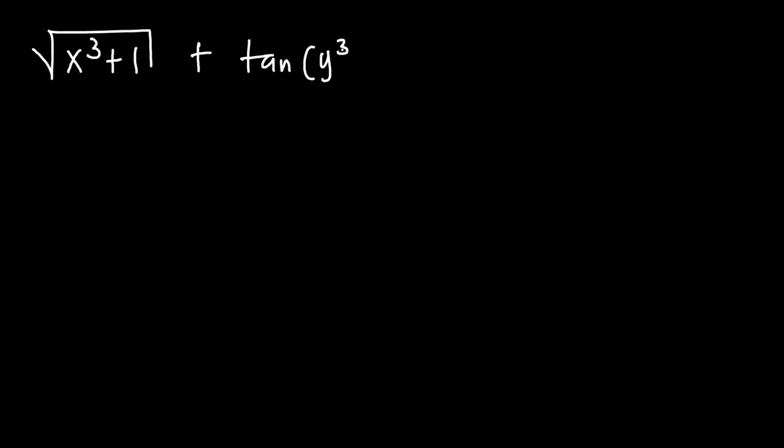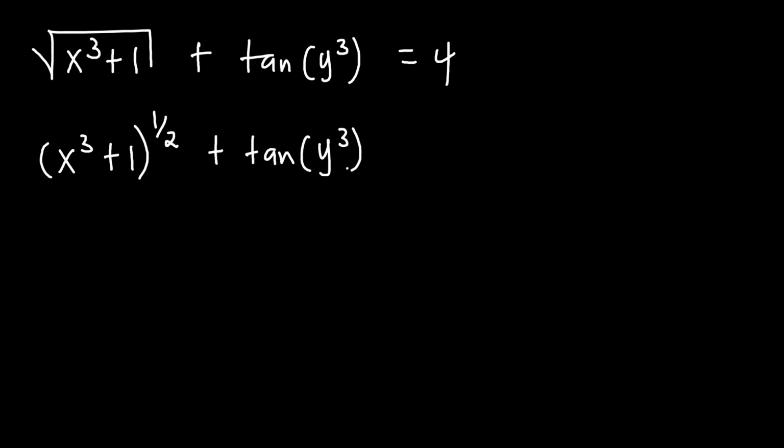Let's look at our last example. Let's differentiate the square root of x to the power of 3 plus 1, and then plus the tangent of y to the power of 3 equaling 4, using implicit differentiation. Now this can also be written as x to the power of 3 plus 1 raised to the power of 1 over 2, and then plus the tangent of y to the power of 3 equaling 4. And at this point, we can differentiate everything with respect to x.